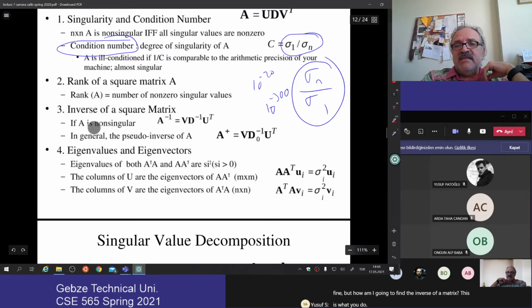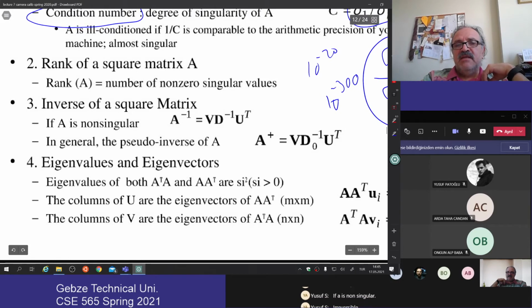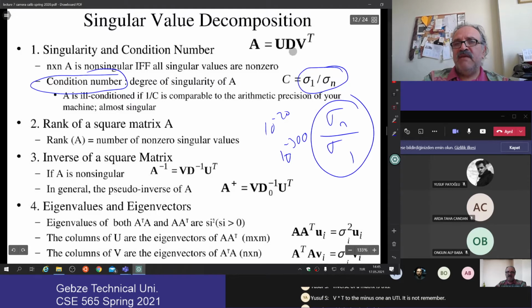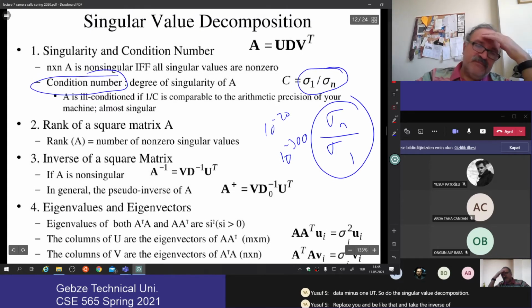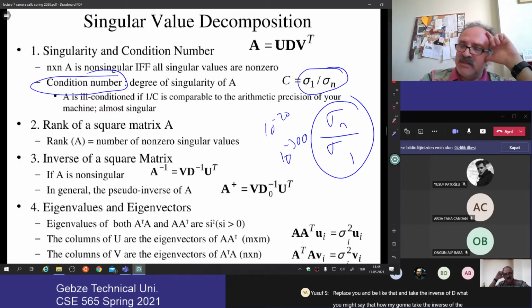If A is non-singular, the inverse of the matrix is V times D to the minus 1 times U transpose. Remember, this is the singular value decomposition, U D V transpose. So do the singular value decomposition, swap U and V like that, and take the inverse of D. But you might say, how am I going to take the inverse of D? It is difficult, but it is not. Taking the inverse of D is very easy. Why?